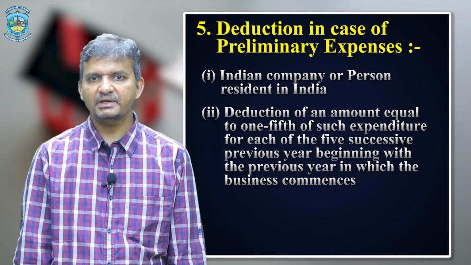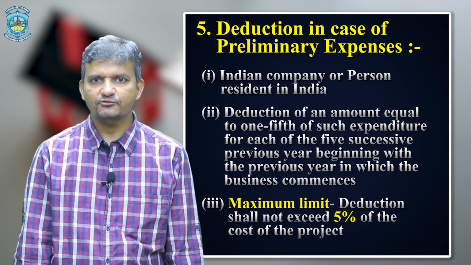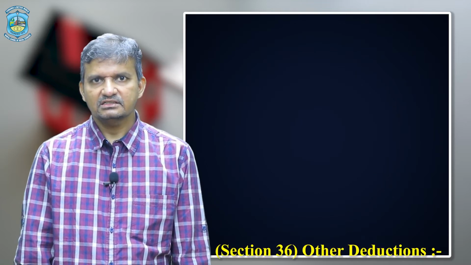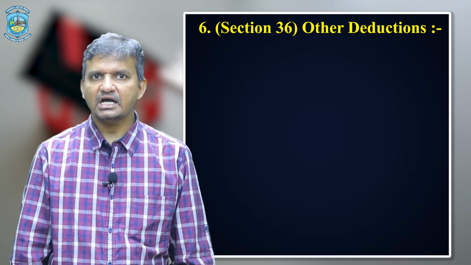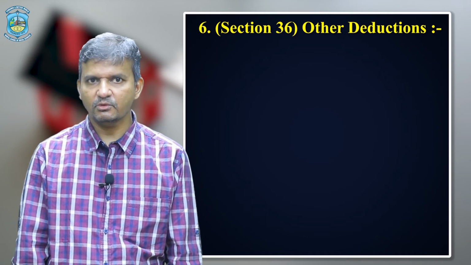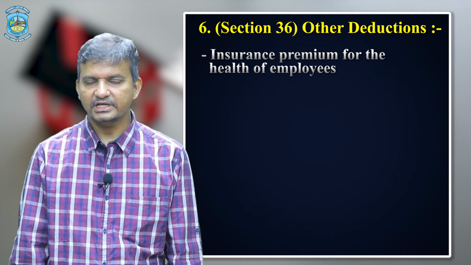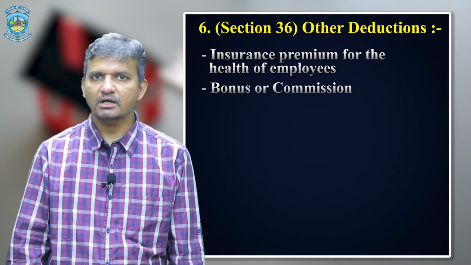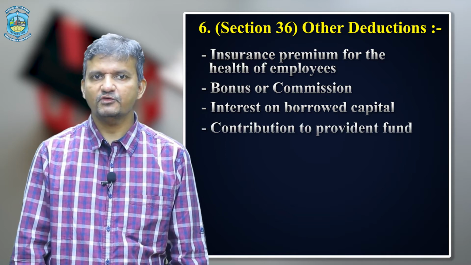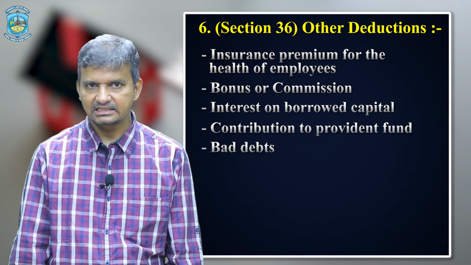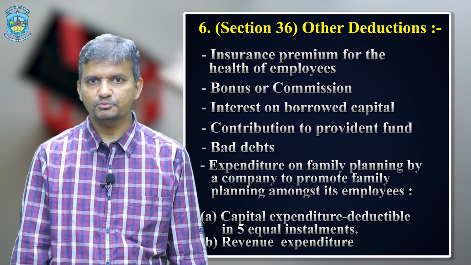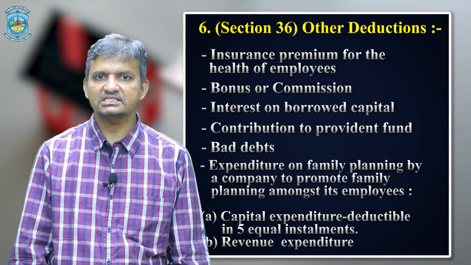And what is the maximum limit? Deduction shall not exceed 5% of the cost of the project. Next is section 36, which talks about other deductions. Now, what all things are covered under other deductions? Point number 1, insurance premium for the health of employees, bonus or commission, then interest on borrowed capital, contribution made to provident fund, bad debts, then expenditure on family planning by a company to promote family planning among its employees.